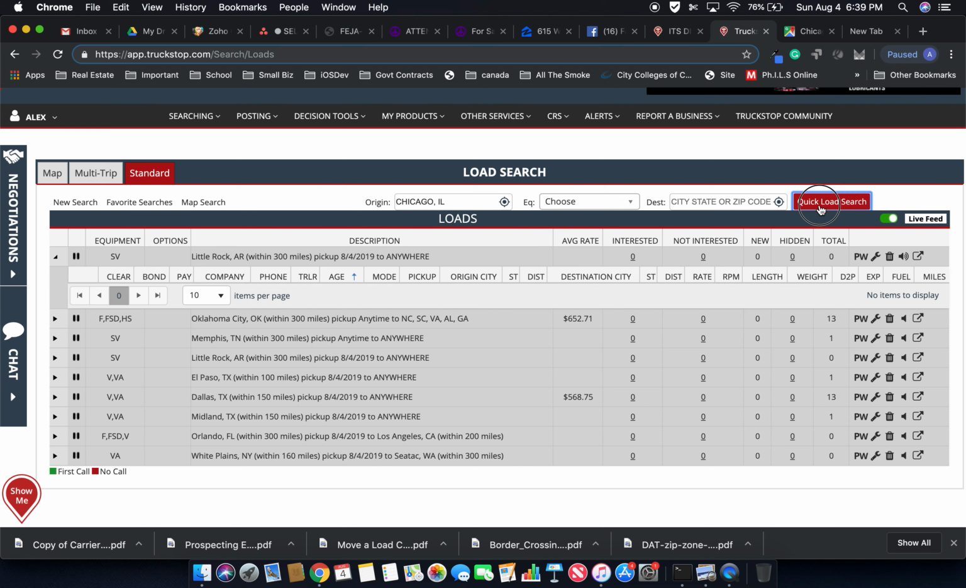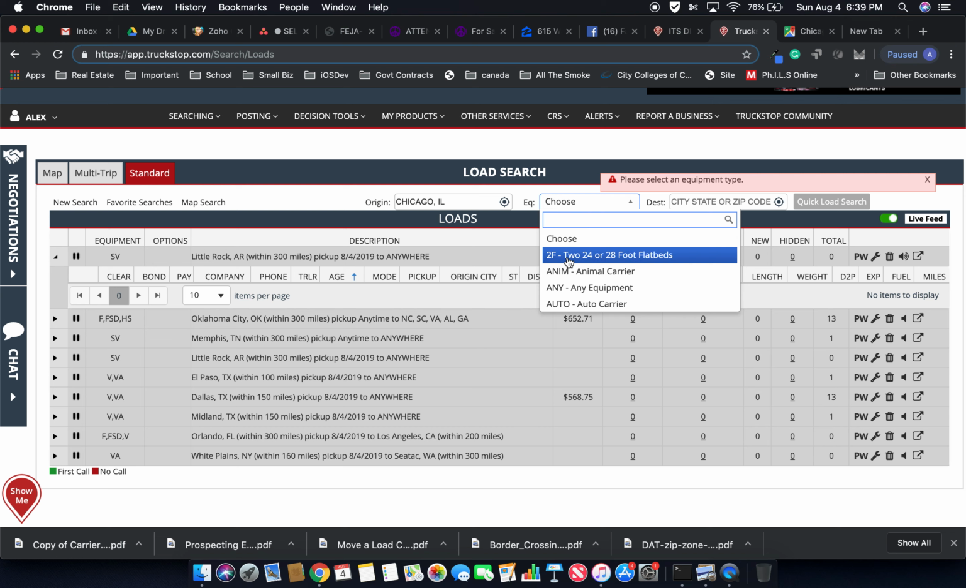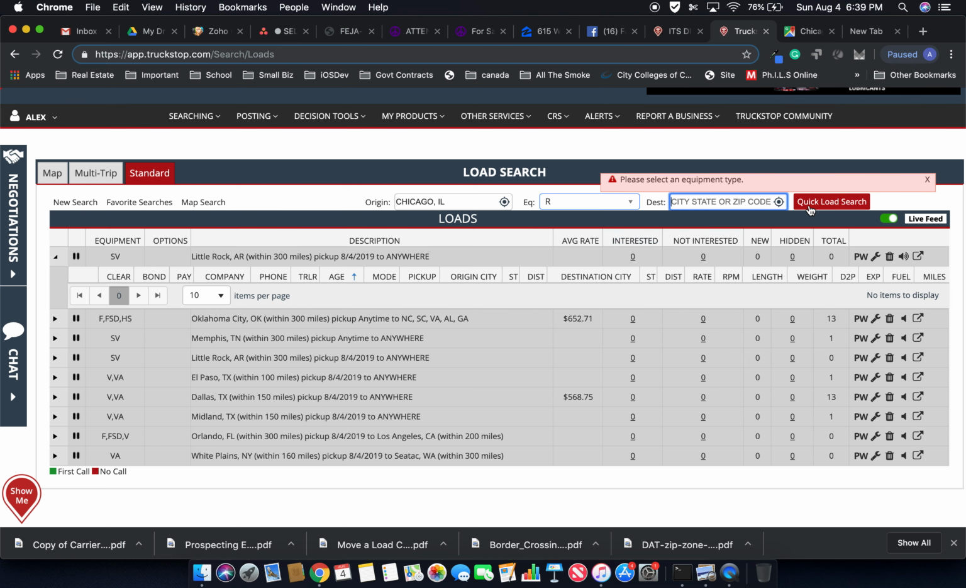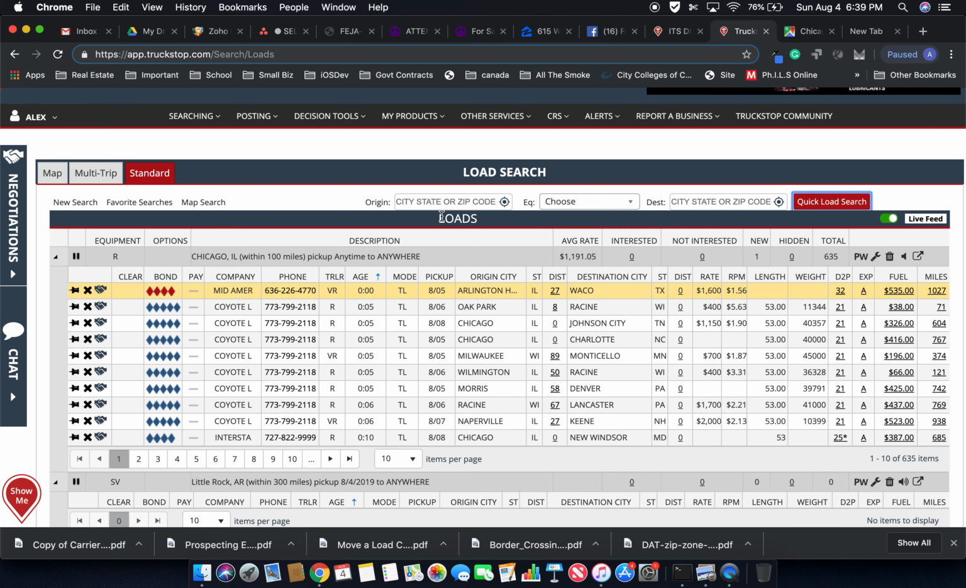Quick load search. Okay. Equipment type, reefer. Let's do that. Cool. That helped. So what we just did there was a Chicago to anywhere load search.